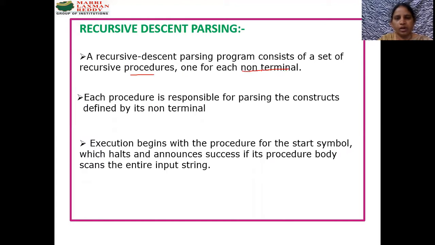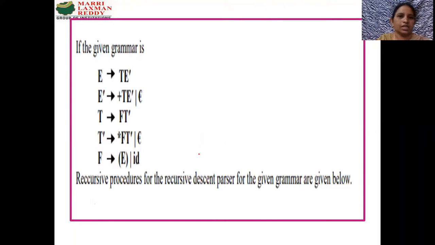What is meant by non-terminal? All the capital letters are non-terminals. For each and every non-terminal symbol, we need to write a set of recursive procedures, that means applying the corresponding production. Each procedure is responsible for parsing the construct of that non-terminal. The execution begins with the start symbol, and it stops when the entire input string has been scanned, and then it announces the successful completion of parsing the string.